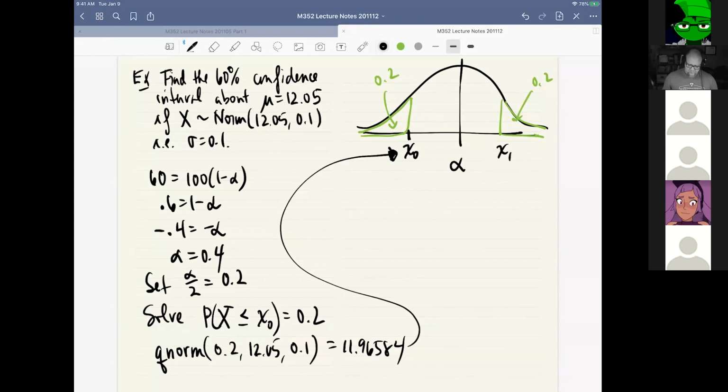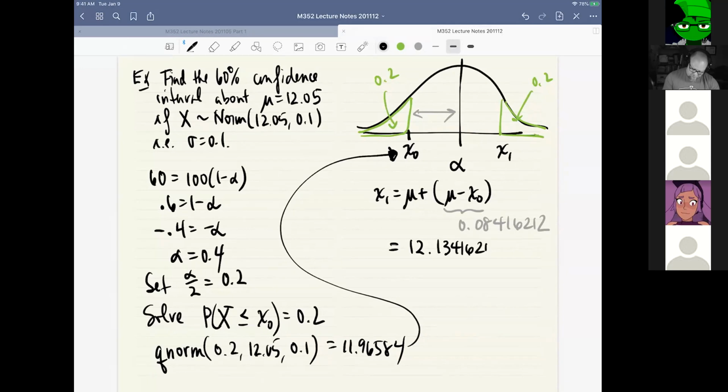And x1 up here is going to be mu plus mu minus x naught, right? That's this distance here. So mu minus x naught, that's 12.05 minus what I just computed. This is 0.0841621. So add that to my mean, and I get 12.13416212. So these are the endpoints of my confidence interval.